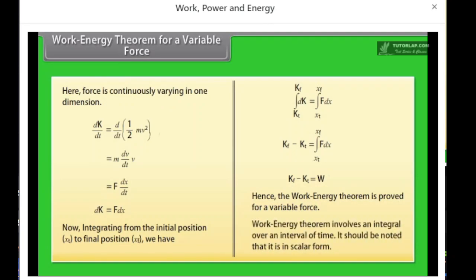Work energy theorem involves an integral over an interval of time. It should be noted that it is in scalar form.